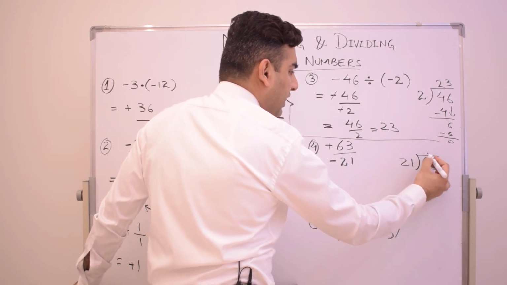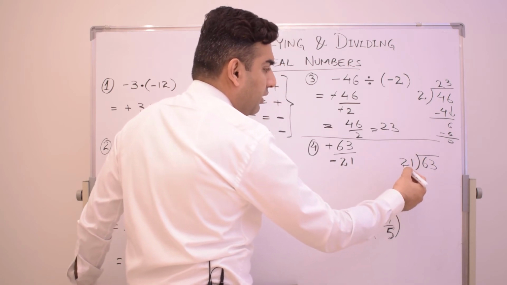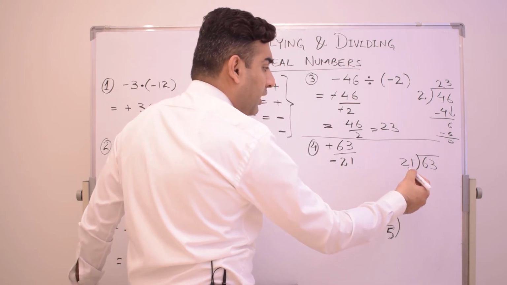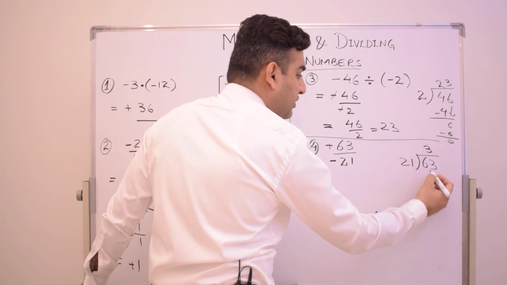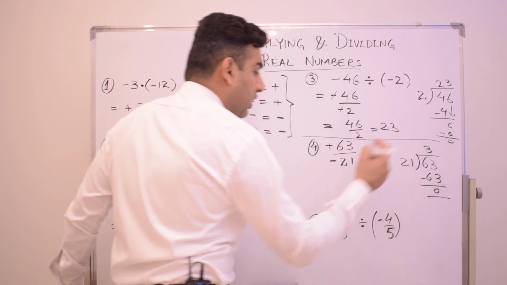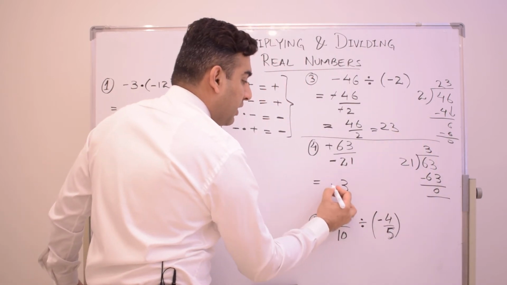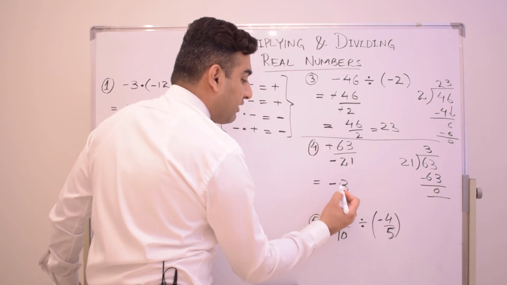So 21 times 1, 21 times 2 is 42, and 3 is 63. So 21 times 3 is 63, and 3 times 1 and 3 times 2 is 6. So the remainder becomes 0. So 3 is the answer of this division. But what sign will I write? The sign will be minus.